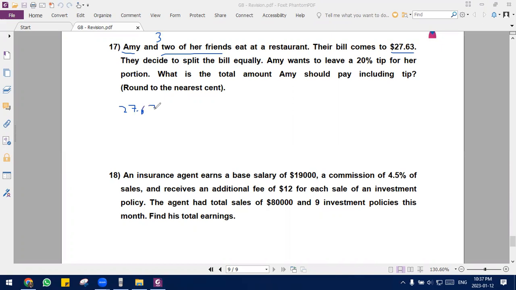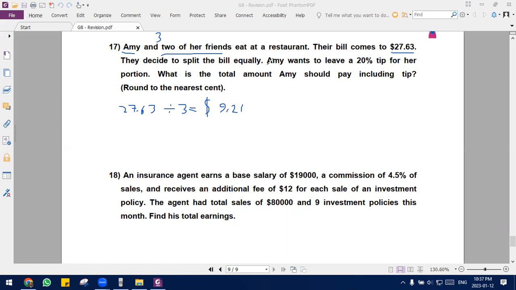27.63 divided by 3. Because they pay equally, I need to know how much each one of them paid. So when I divide by 3, I will get $9.21. So this is the amount that Amy paid. And also her friends, each one of them paid 9.21.